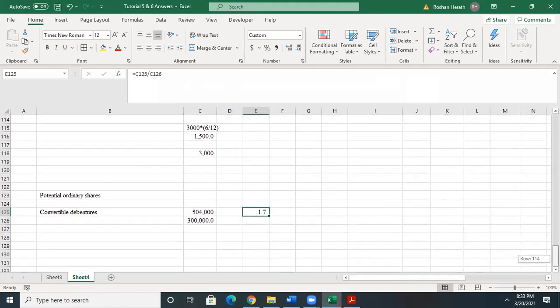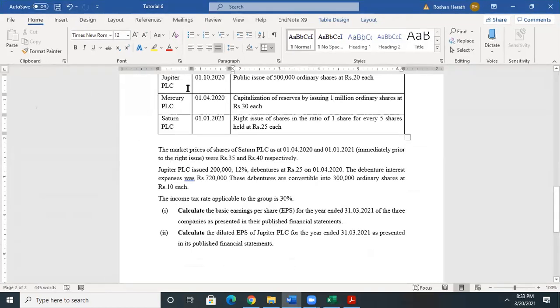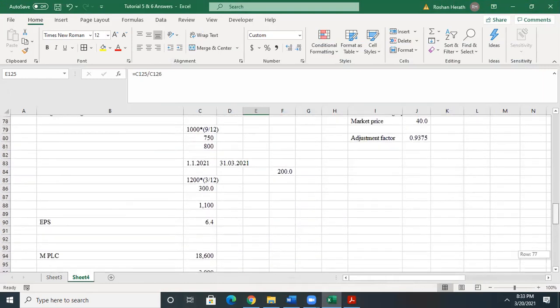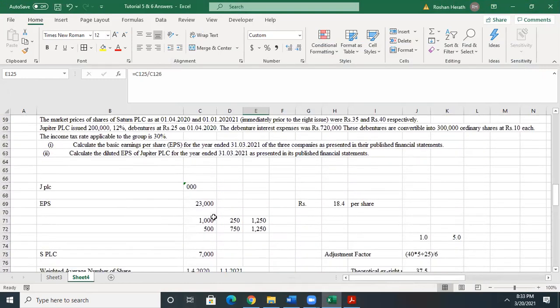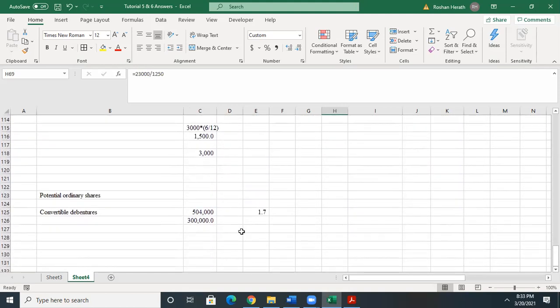Let us now take the company. This is Jupiter. Jupiter is the first one that we have worked out. Let us look at the Jupiter group company. We had a profit of 23,000, sorry, 23,000 profit, and 1250 ordinary shares. Now, we have the profit figure.